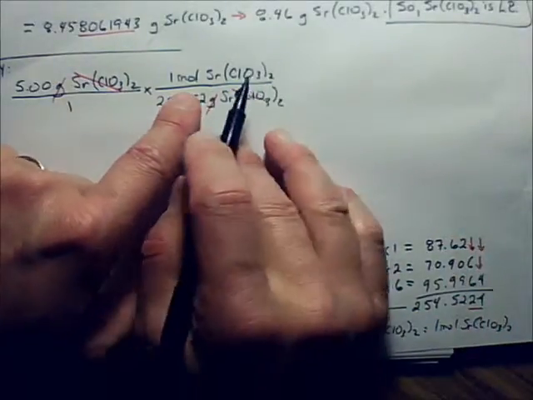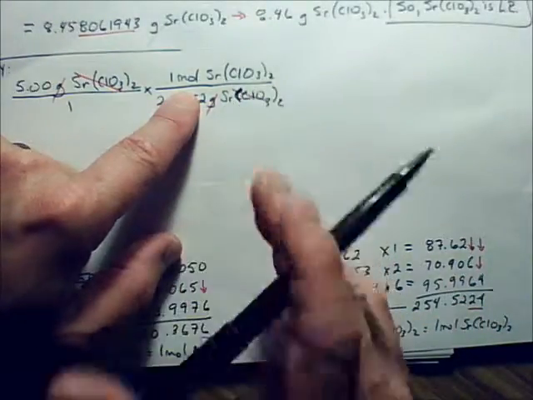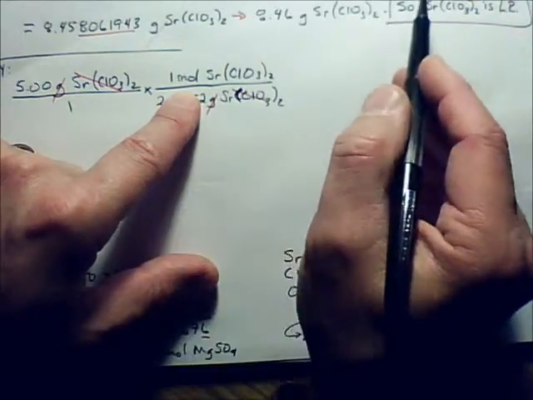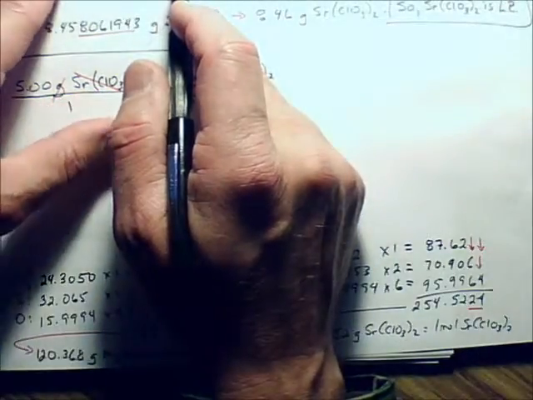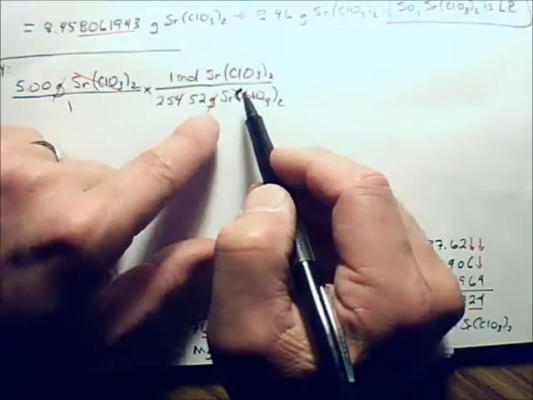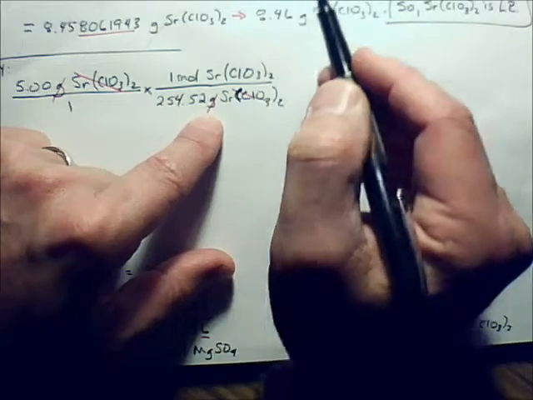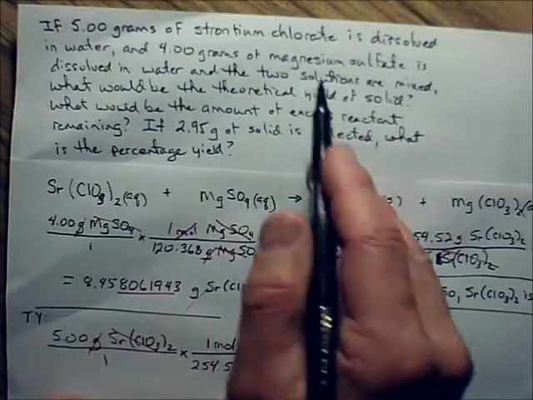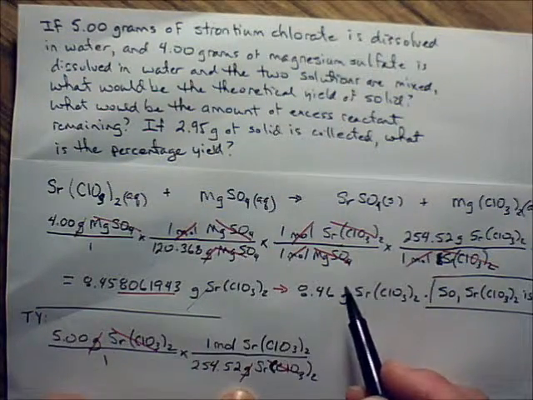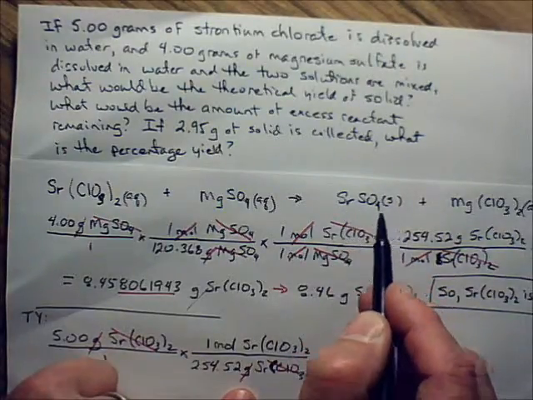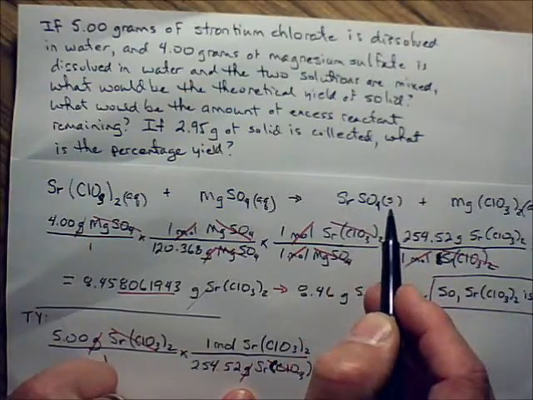Now that we have moles of strontium chlorate, we need moles of the other thing we're seeking. What we're looking for, we're not looking for the other reactant in this case. That's what we did up here earlier. What we're seeking now is the product in this equation. And the product, according to the way the problem's written here, is whatever the solid is. And when we balanced the equation and predicted the products, we found that this is the solid here, strontium sulfate.